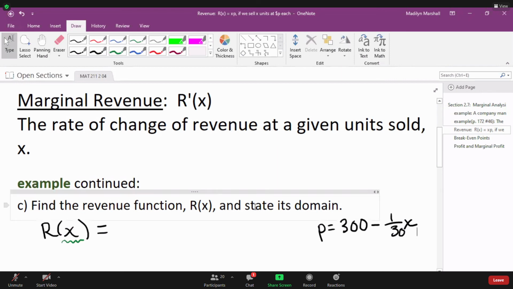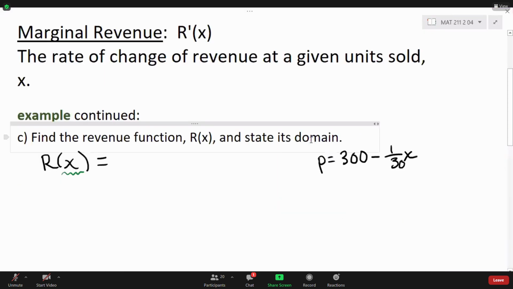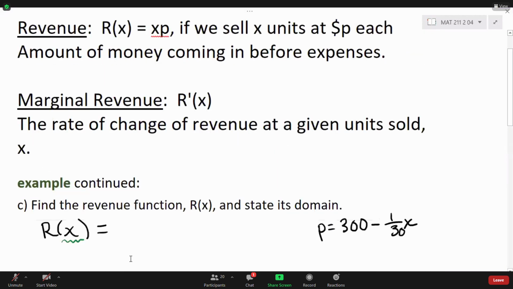Let me make this page bigger so we can fit a little bit more onto it. If the equation for R of x is x times p, wouldn't you just plug that in for p and then distribute x? Exactly, yes, that is what we're doing. So smart, yep, Matt.